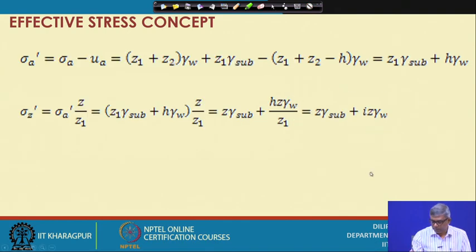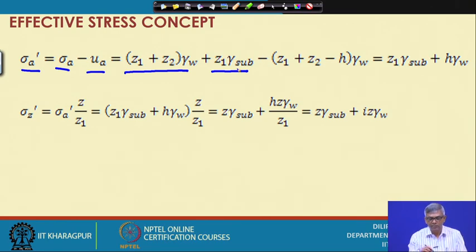Now, if I take sigma a dash, the sigma a minus u a, and sigma a will be z 1 plus z 2 gamma w plus z 1 gamma submerged, as we have already seen in the previous slide. And u, effective u, is what? Whatever I am seeing from the other one. So, z 1 plus z 2 minus a, that means it is here and the tank is here.